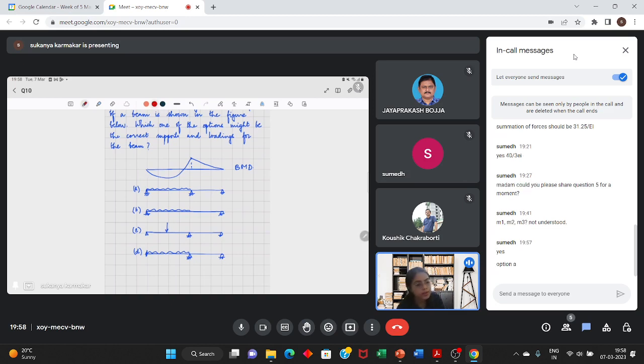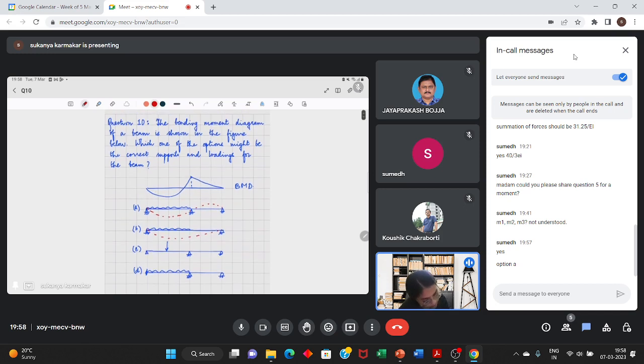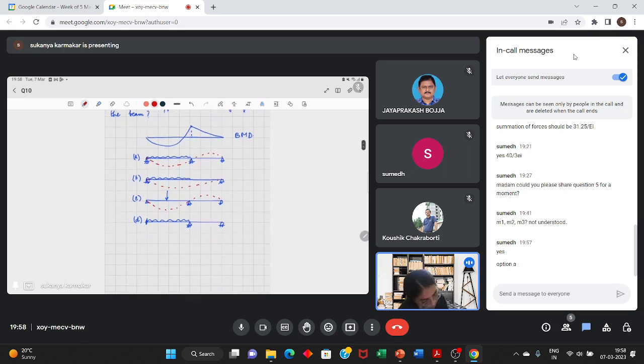So, the best way, okay, option A. Yes, A is the correct option. So, the best way to visualize it is to draw the deflected shape. How will this deflect? This will deflect like this. This will deflect like this. This will again deflect like this. And this is a fixed support. So it will move like this and this.